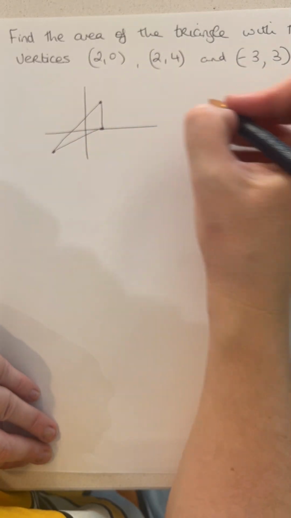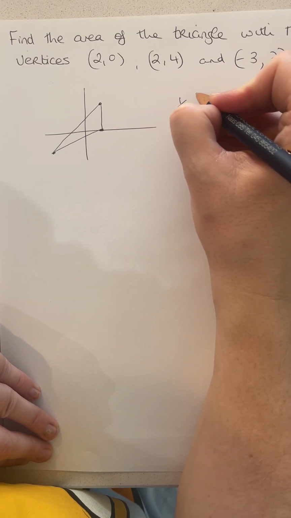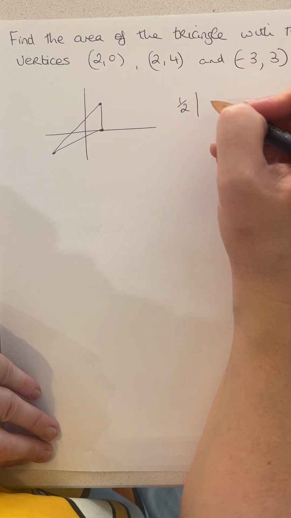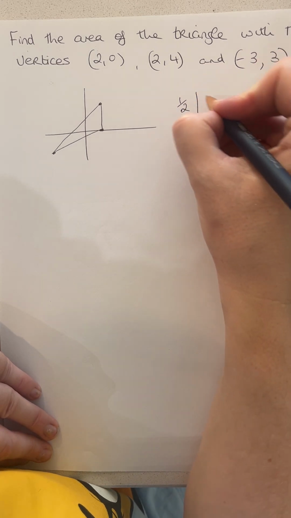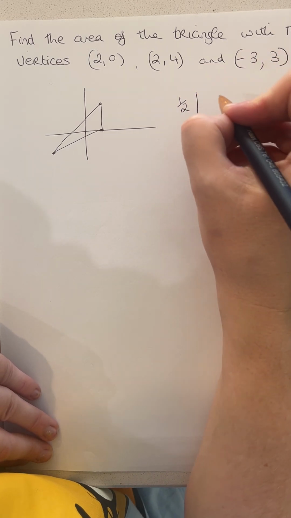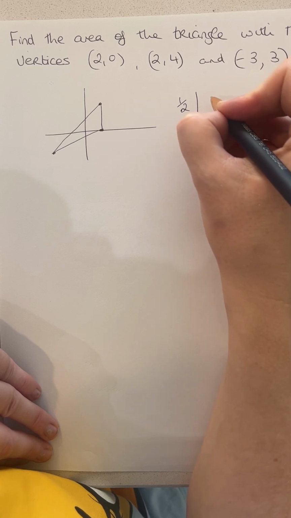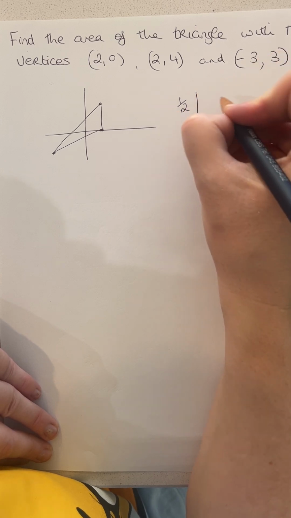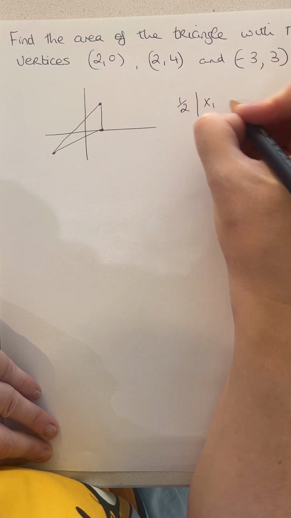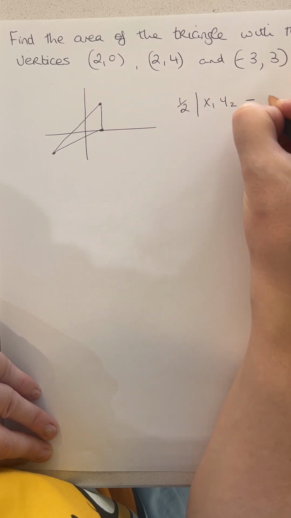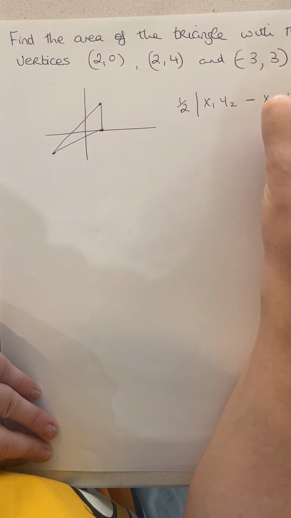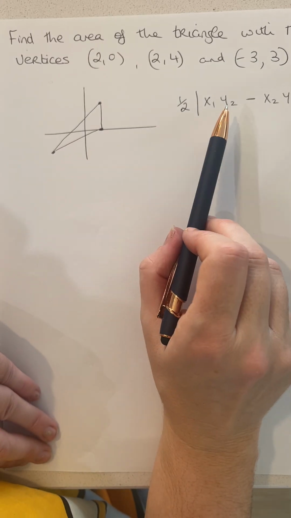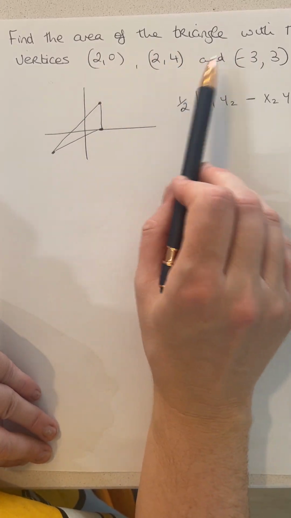So I get my area of a triangle formula. Half, now these are just kind of fancy brackets, just to remind me at the end to always give a plus answer. Area can only be a plus. So half of x1 times y2 minus x2 times y1. The problem is we have 3 points.